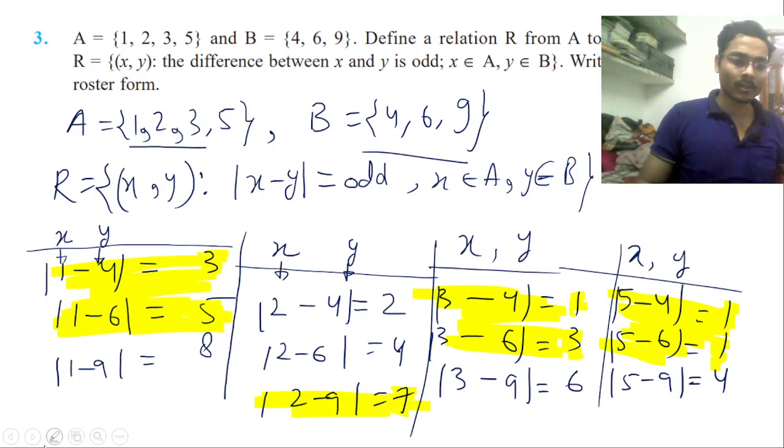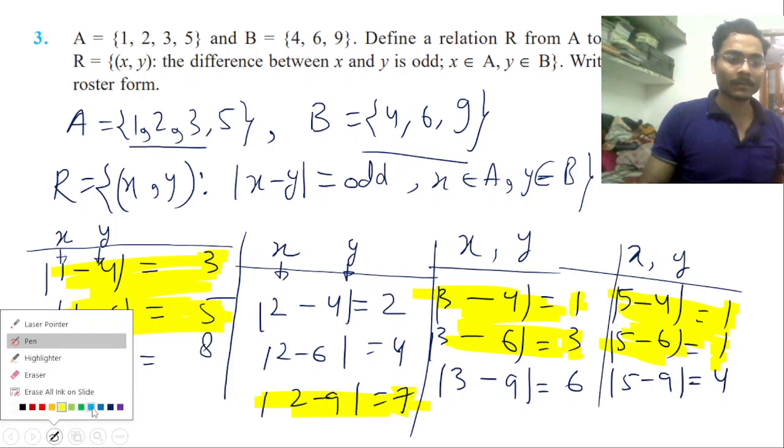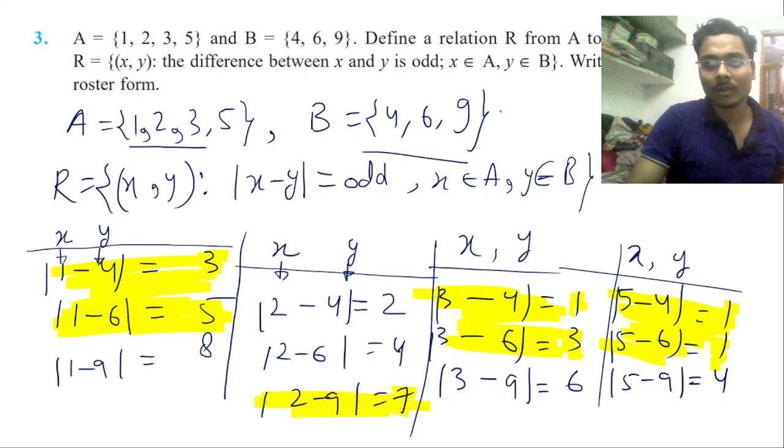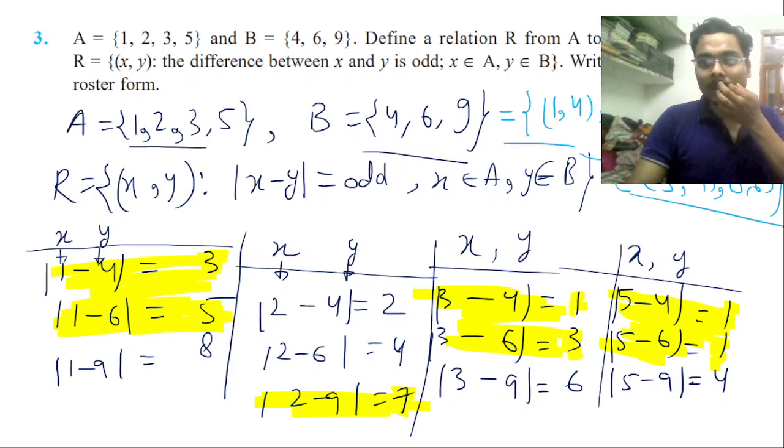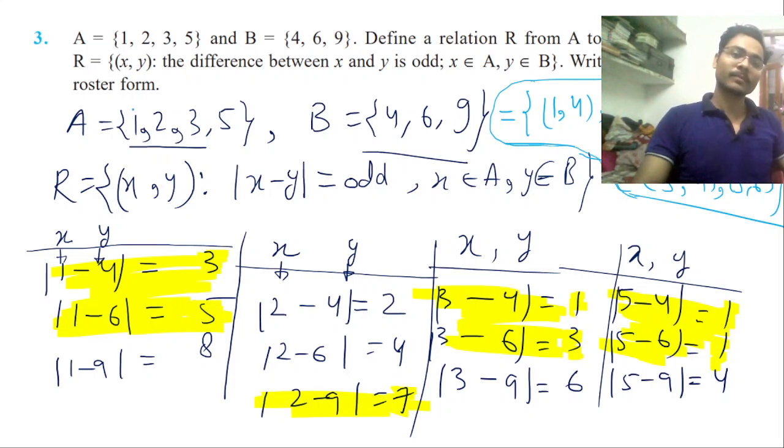Okay, so I'm taking the pen and we will write this up with this sky color. So this relationship: 1 comma 3, no, 1 comma 4 we got, 1 comma 6 we got, 2 comma 9 we got, 3 comma 4 we got, 3 comma 6 we got, 5 comma 4, 5 comma 6. So this is our relation in roster form.